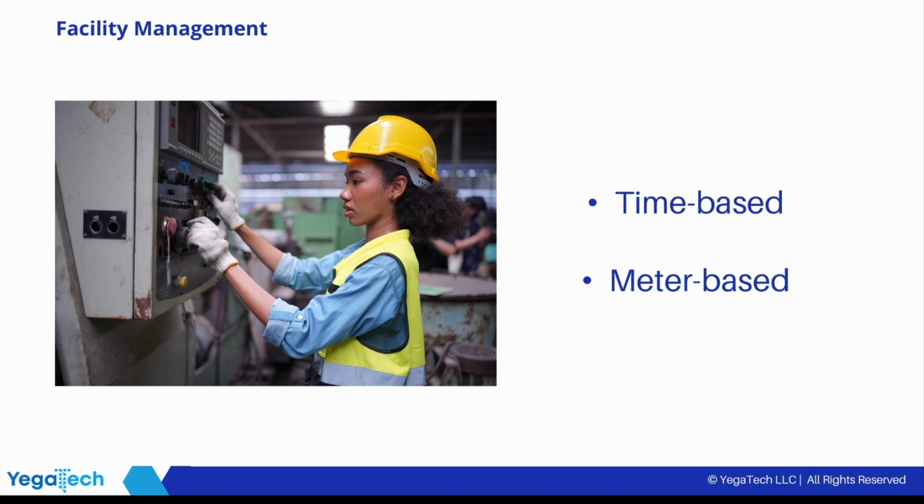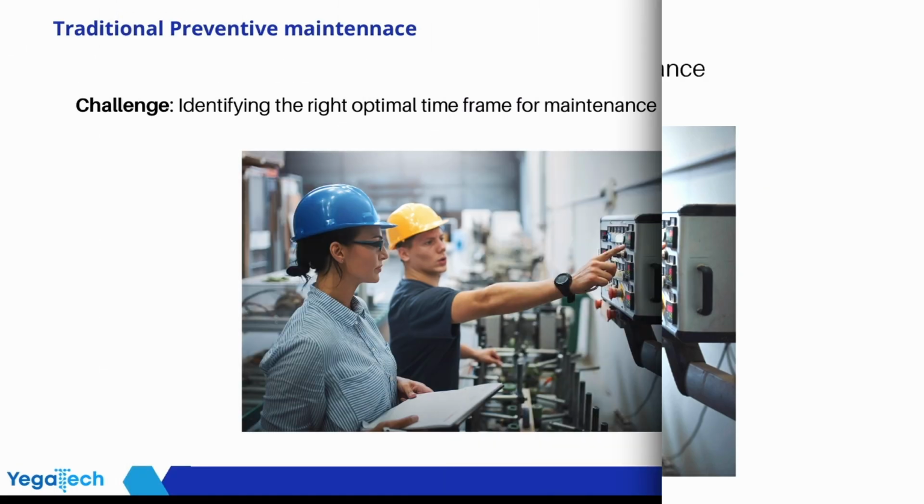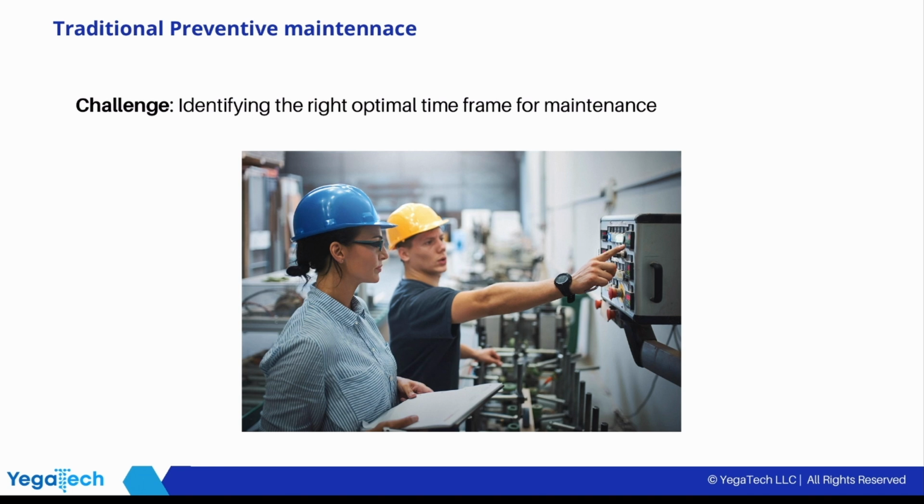Time-based maintenance depends on the assets, so it might be done daily, weekly, monthly, annually, or any other time-based interval. On the other hand, the meter-based maintenance is not time-based, but rather a set meter reading maintenance. One of the challenges with the traditional preventive maintenance is doing it at optimal time frame. Doing it sooner or later will waste money and resources.